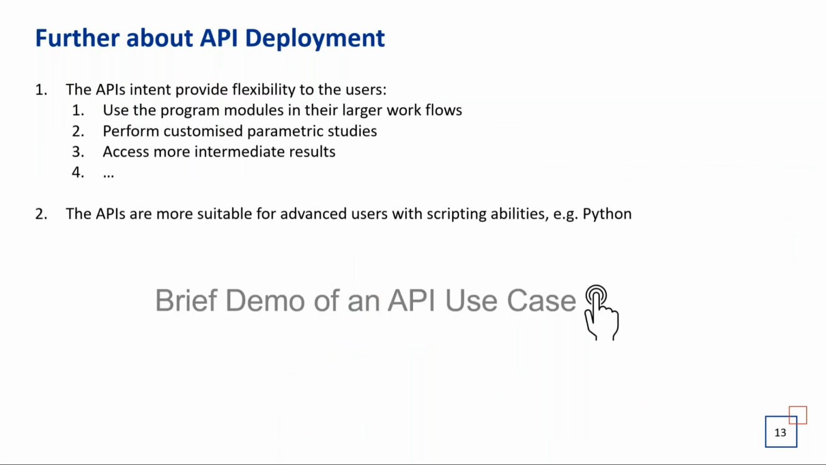Okay, because I wasn't sure if everyone in the audience is familiar with API: the API intends to provide flexibility to the users, to use the program modules in their larger workflow, perform customized parametric studies the way they actually want to do it, and access more intermediate results, not just the end results, to be able to do more due diligence. The APIs are often more suitable for advanced users, where they can do some scripting with Python.